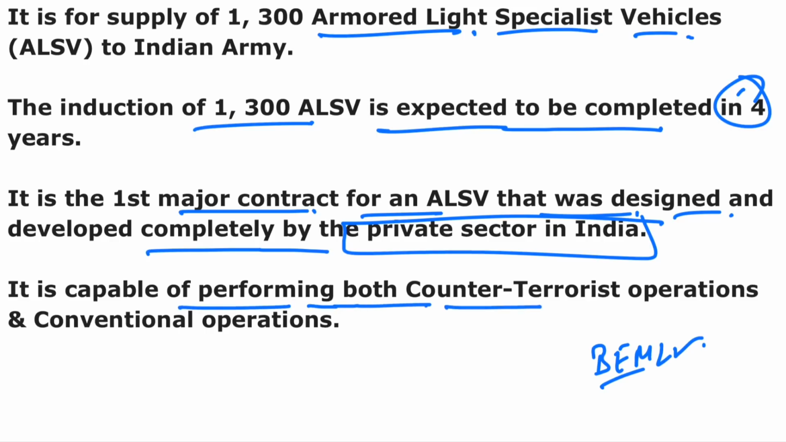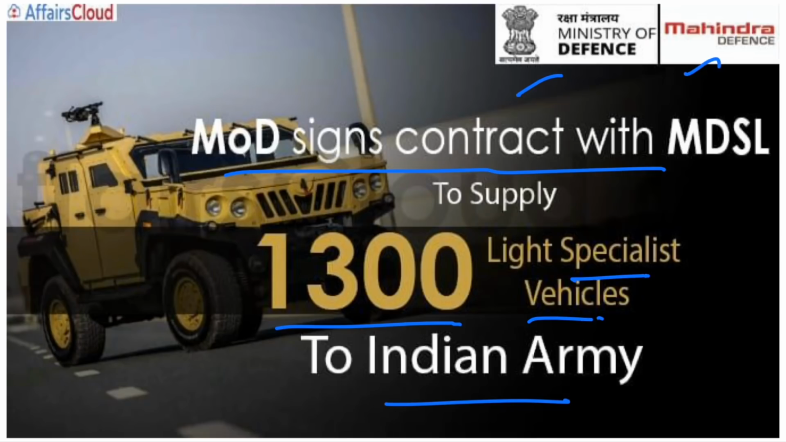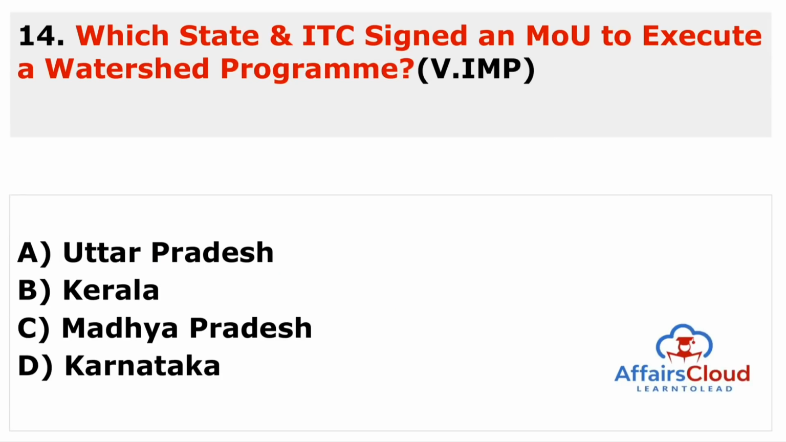It is capable of performing both counter-terrorist operations and conventional operations. Just remember the name of the company, that is Mahindra Defense. Where is the headquarter of this Mahindra Defense? Headquarter is in Mumbai, Maharashtra, and who is currently the chairman? Anand Mahindra. Very renowned name. Now, we can move to the next question. Which state and ITC signed an MOU to execute a watershed program?